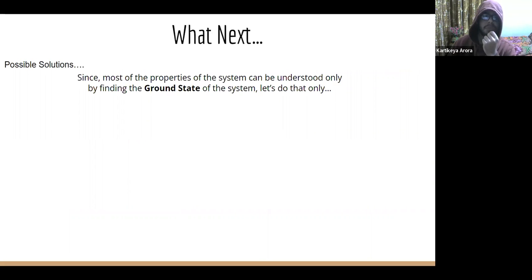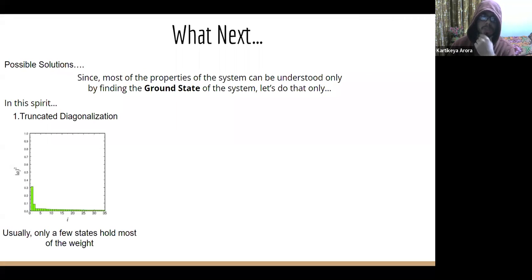So what next? One of the possible solutions is that now we know from condensed matter physics that most of the properties of the system can be studied by only the ground state of the system. It has been observed in condensed matter physics that all of the properties of the system, let's say the first excited or second excited state, can also be extrapolated if we know the ground state of the system. So if we focus on that only, in this spirit, we can see that if we calculate the eigenvalues or eigenvectors of the Hamiltonian, most of the information is concentrated only in the initial states of the system, for example, only up to a few excited states.